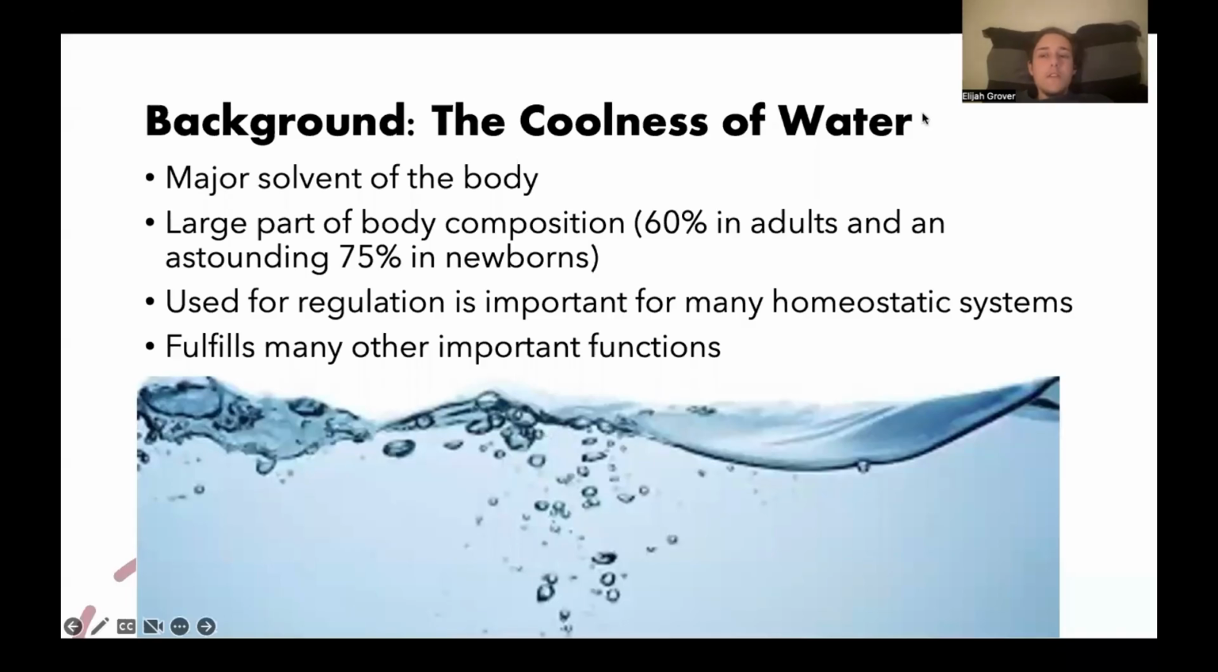Before we go into our study topic, I wanted to talk a little bit about the coolness of water and why water attracted our interest. First, it's a major solvent of the body. We use it to move many different kinds of solutes around in the blood, and even those things which don't dissolve in water are able to bind to their transport proteins because of the way water interacts with them.